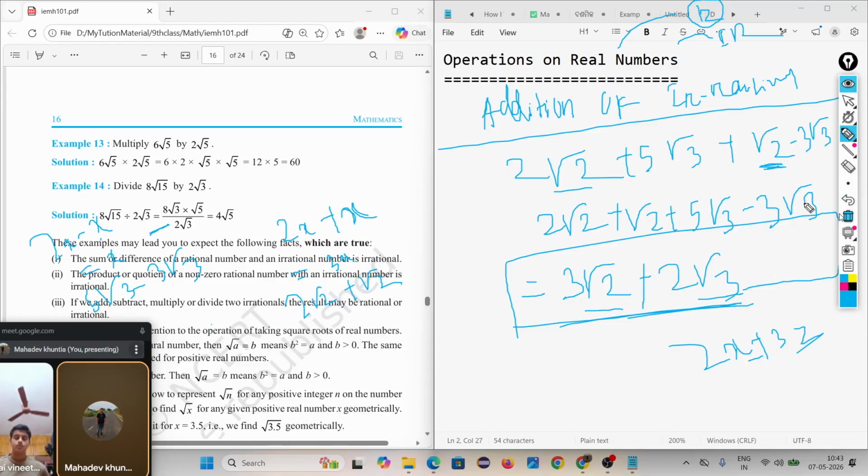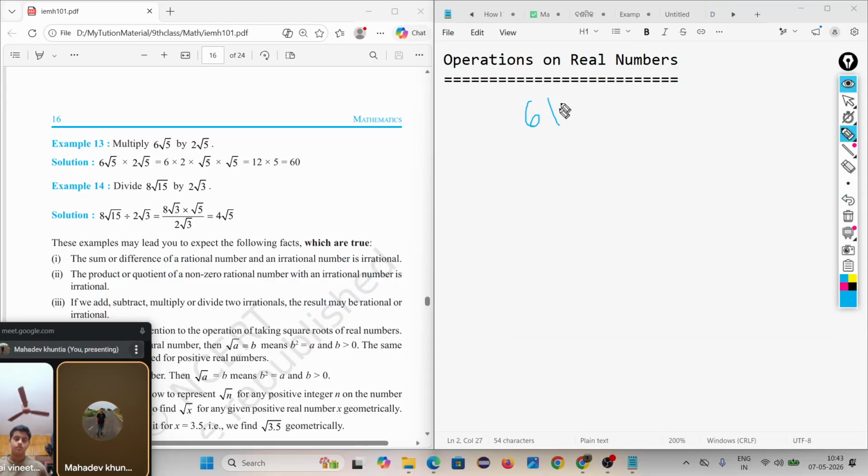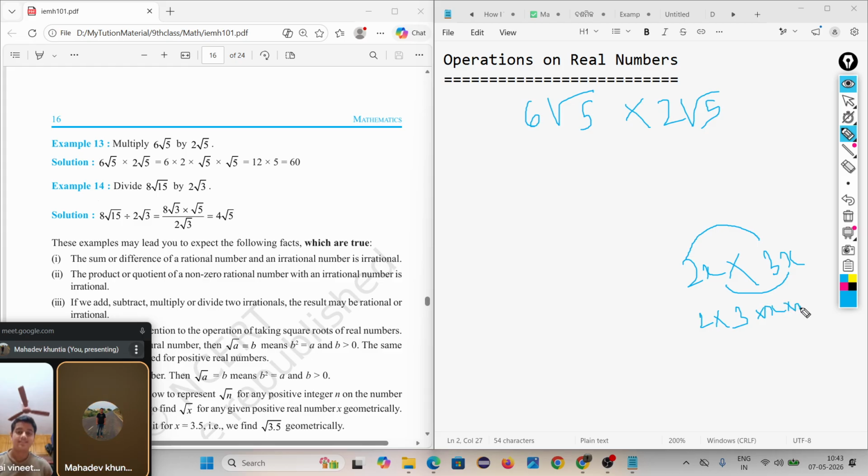Same thing for multiplication. Look, 6 root 5 multiplied by 2 root 5. Tell me how you multiply in algebra. 2x into 3x, your answer will be how much? 6x. First multiply the coefficients, 2 into 3. Multiply also the variables, x into x. 6x square.